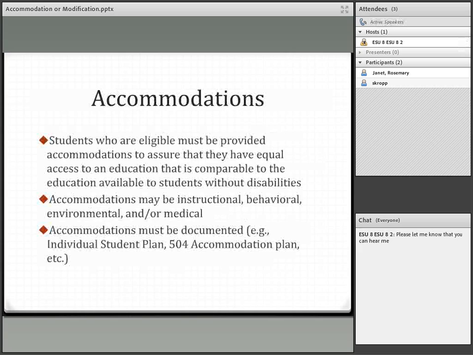So students who are eligible must be provided accommodations to assure that they have equal access to the education that is comparable to education available without disabilities or without needs for accommodations. They may be instructional, behavioral, environmental, or medical, and accommodations must be documented in an individual student plan, in a 504 accommodation plan, or some other type of plan, a health plan.